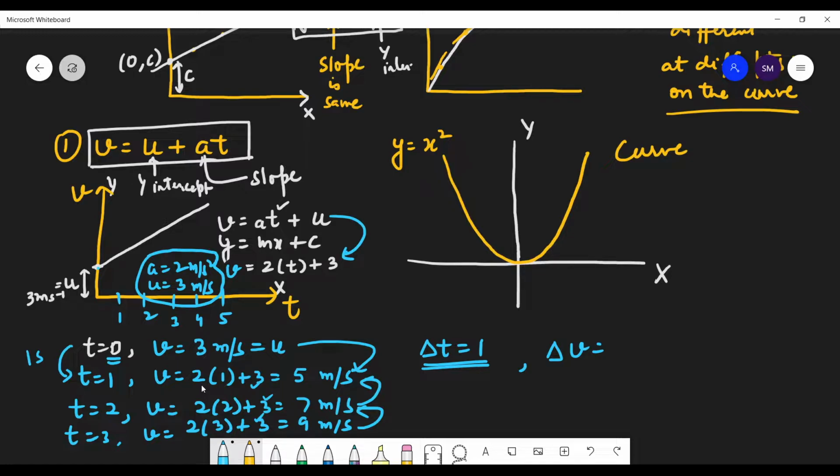So when t is equals to 1, change in velocity is 2 meter per second. अब ये 2 meter per second क्या है? अगर this 2 meter per second is nothing but this is the same as acceleration, because 2 meter per second is the change in 1 second, right? And that is also your slope. Yes.